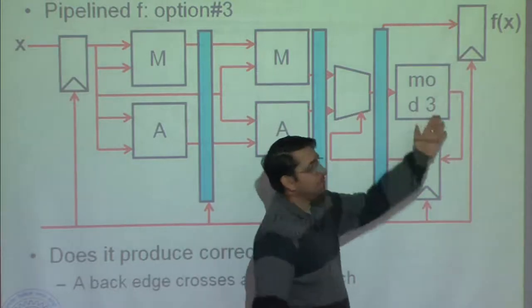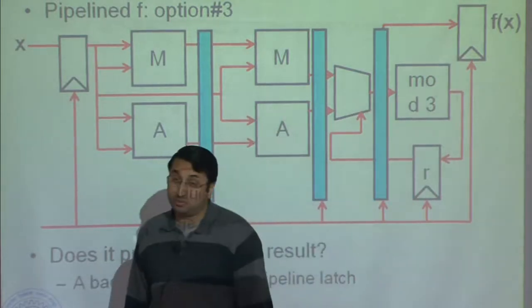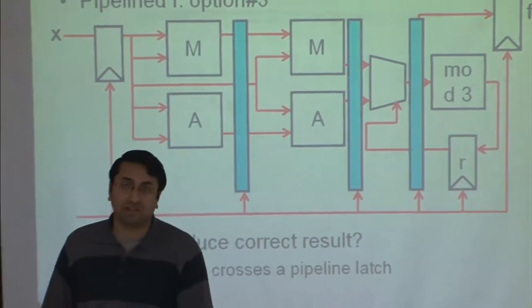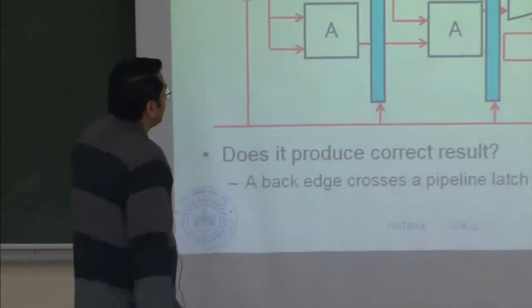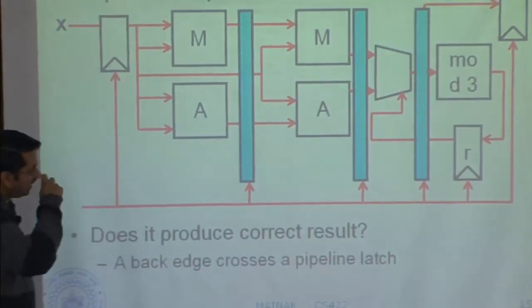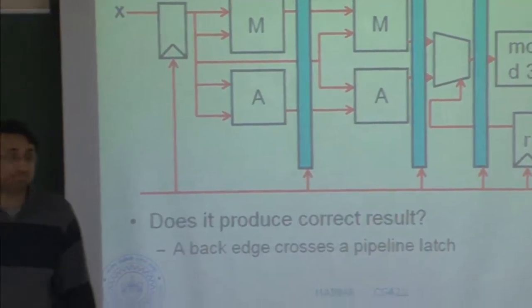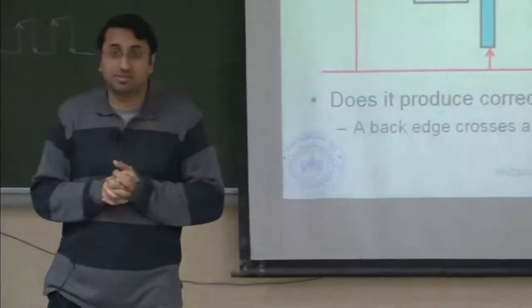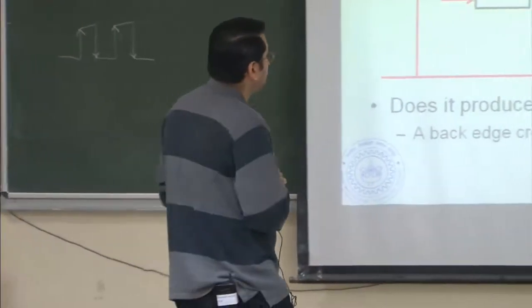Suppose I had a mod 3 implemented as a divider, possible actually. That's going to be very, very slow. So you say, well, let me isolate that. Is this correct? Are we good yet? Or is there some problem with this one?